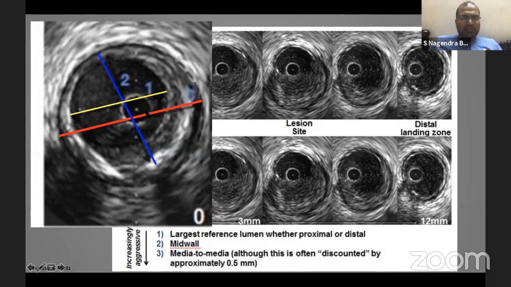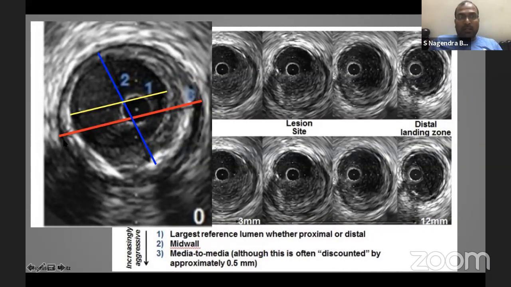This is the picture. If I'm going from here to here, this is called lumen based stent sizing. If I'm going to go from here to here, it's called mid wall to mid wall, the red one. If I'm going to go from here to here, blue to blue, it's called medium kind of mid wall to mid wall in the plaque segment. The blue one cannot be done in a proximal or distal reference segment. I hope you get what I'm trying to say.